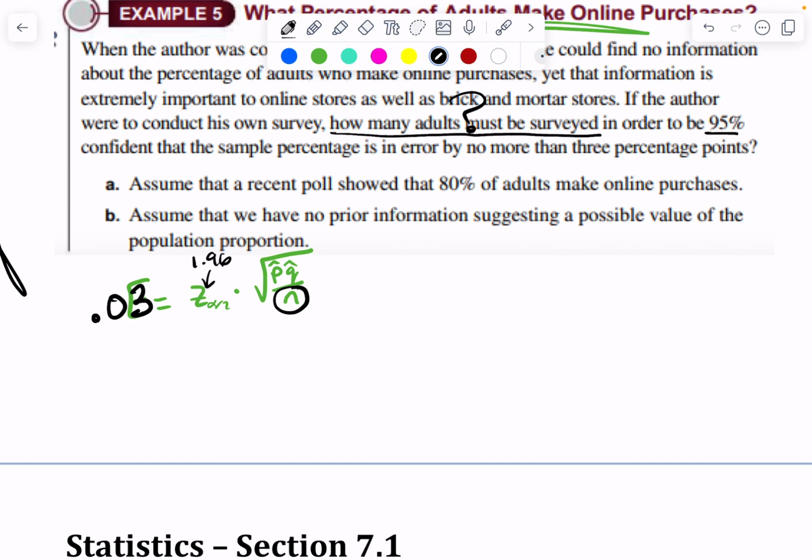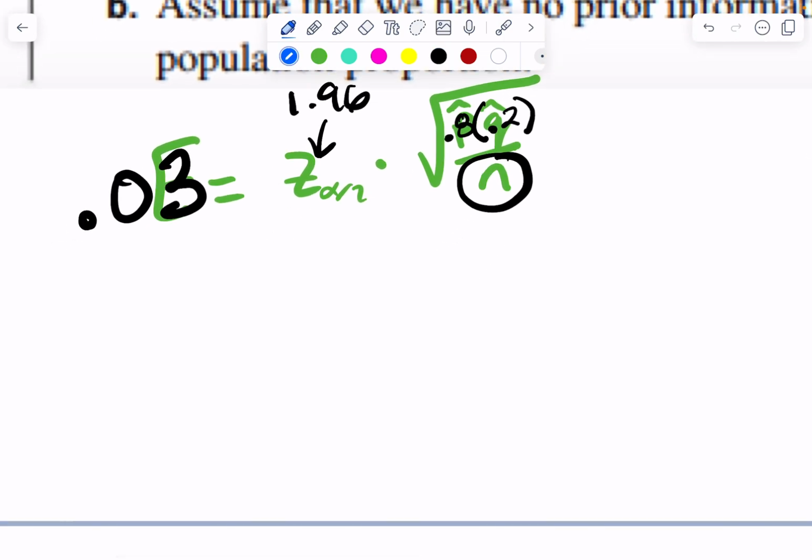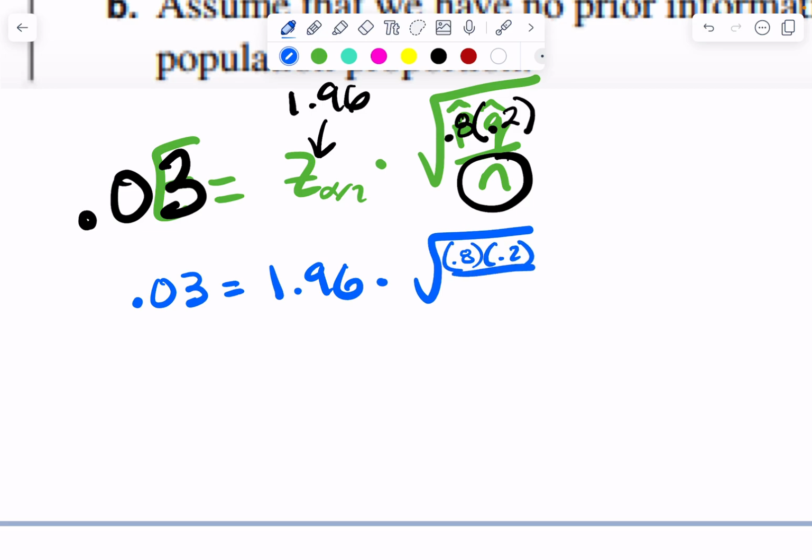All right. Now, in part A, it says assume that a recent poll showed that 80% of adults make online purchases. That's what my p hat is going to be, 0.8, 80%. That means q is going to be 0.2. So we're going to just do this, and we're going to unwind this equation. Let me write it down better. 0.03 equals 1.96 times the square root of 0.8 times 0.2 over n. We're going to solve for n there, okay?